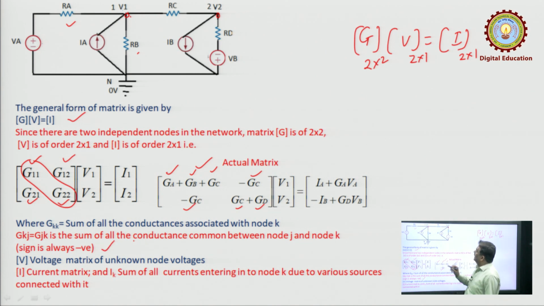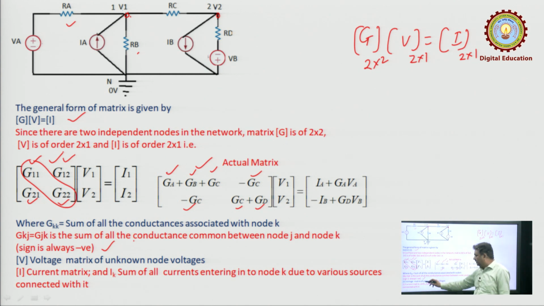Why negative? Because when we write KCL at node 1, we consider V1 greater than V2, and when we write KCL at node 2, we consider V2 greater than V1. So, the two currents will have opposite direction, and if the currents are having opposite direction, the sign will always come out negative. So, this is how we can find out all the elements of the conductance matrix directly by observation.